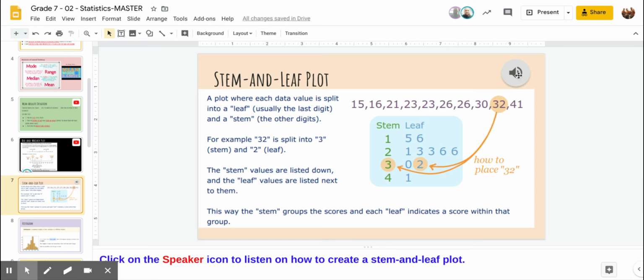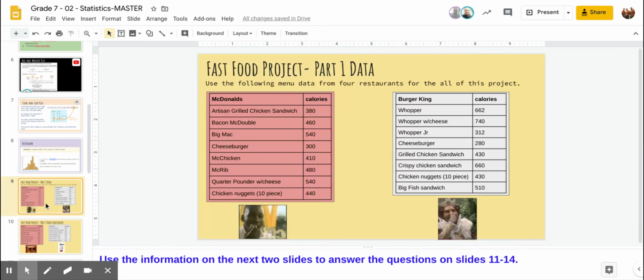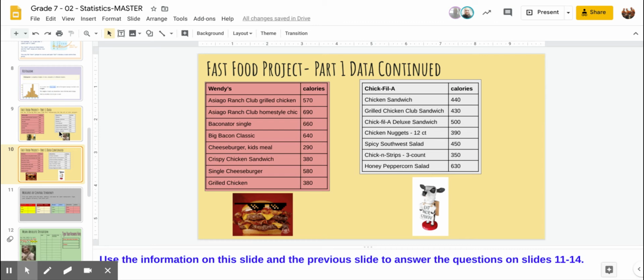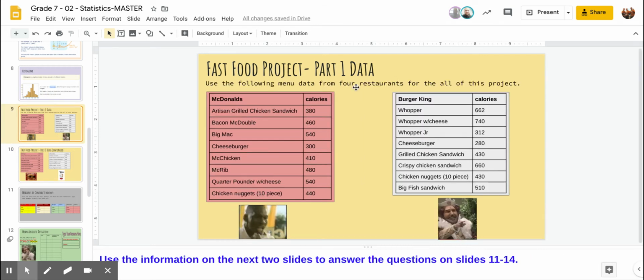Okay. The audio link will walk you through stem and leaf plot, and it goes in line with this slide as well. Okay. When you get to your data, the next pages, slides 9 and 10, excuse me, those are your information pages. Okay. So looking at your data for 4 different fast food chains, McDonald's, Burger King, Wendy's, and Chick-fil-A, and then you're going to analyze the information that is given to you.